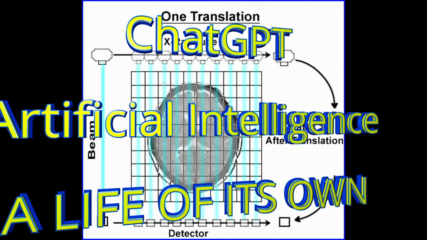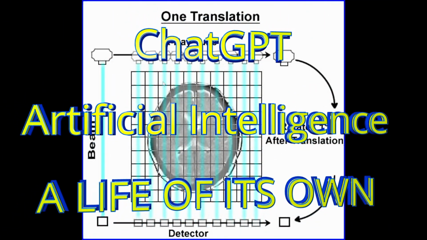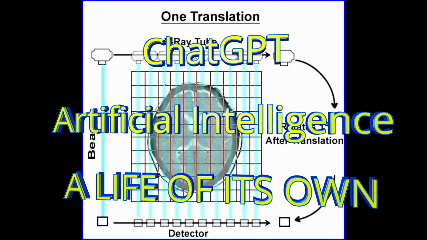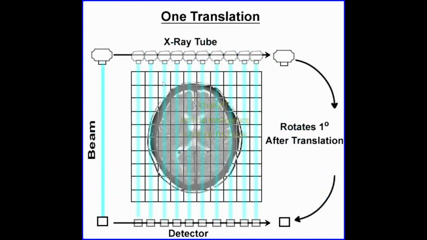Before we get to the software that GPT generated for me, a quick explanation of how a CT scanner works is appropriate. Here we have an X-ray tube and a detector. The detector measures the output of the X-ray tube. These two are mechanically linked, so they move together.